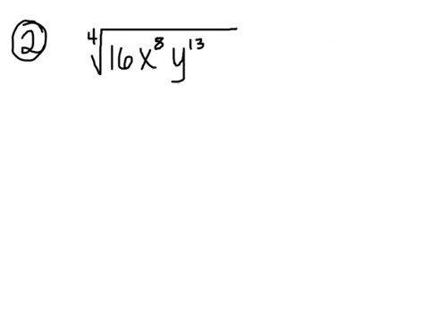So here's another example. Again, we have an even index. We've got some variables under the radical, so this may be a situation where we need to have absolute value bars. Let's first break it down into its prime factorization so we can see what can come outside the radical and what has to stay in.